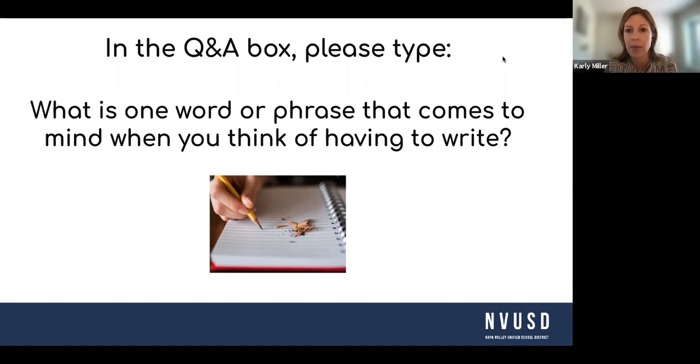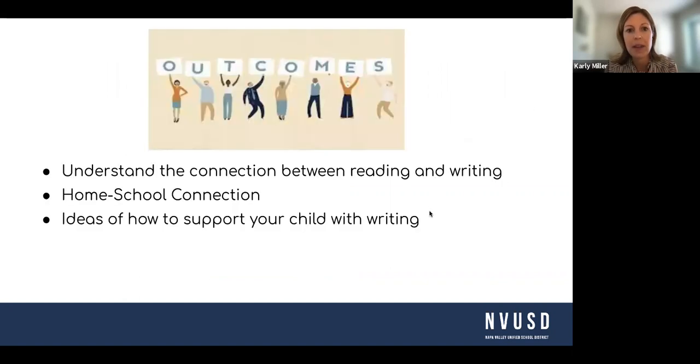So we're going to talk a little bit about that today. Here are our outcomes for our time together. We're going to understand the connection between reading and writing. Last time we talked a lot about reading, basically the fundamentals that your children are learning right now, how they're learning to read, the process that looks like at school, and how you can support that at home.